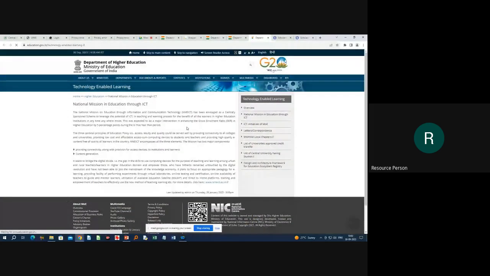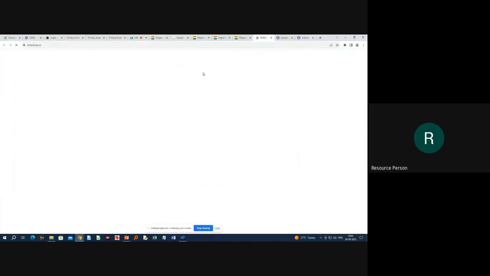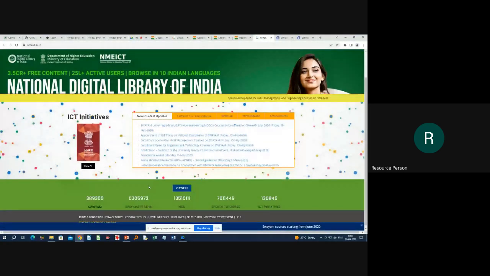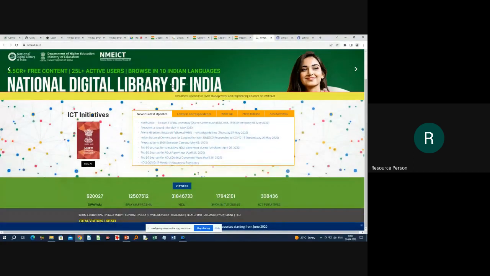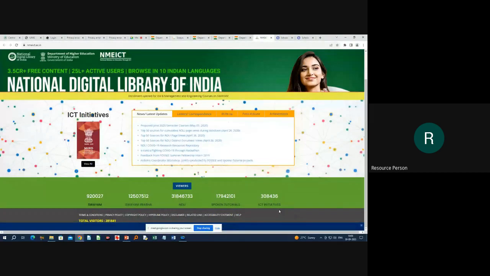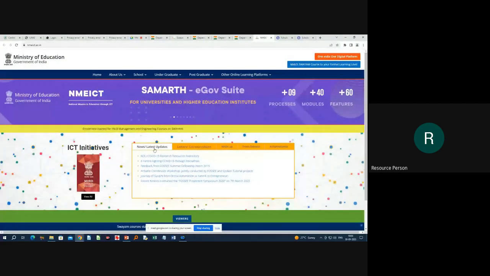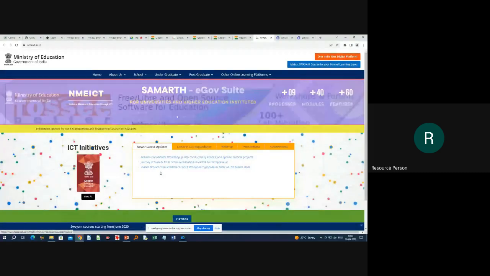Now you can see here, suppose you have knowledge of a particular subject, you want to create a digital resource and put it here so that it becomes part of the national digital resources. That is quite possible. So we have another site here called NMEICT, National Mission in Education through ICT. Now here we have the National Digital Library of India that we spoke about. Apart from that, there are so many national digital resources available, and we have relevant notifications available, right?